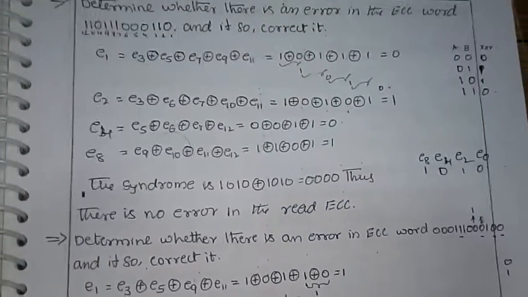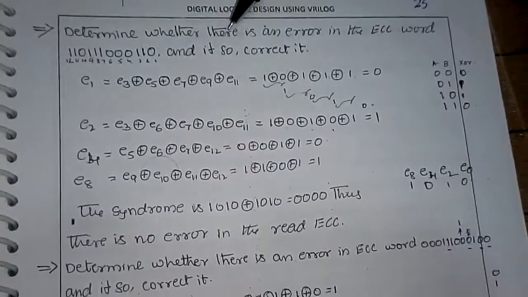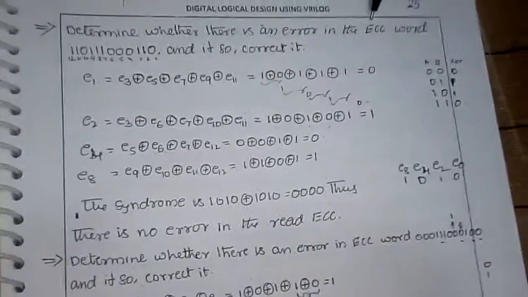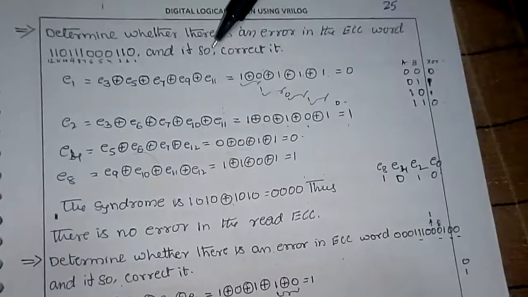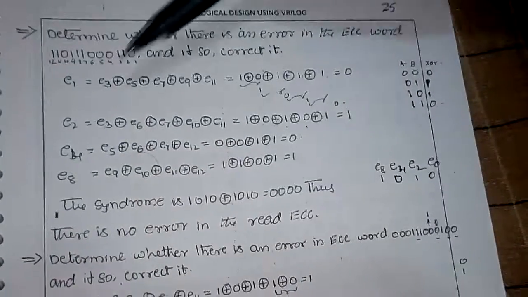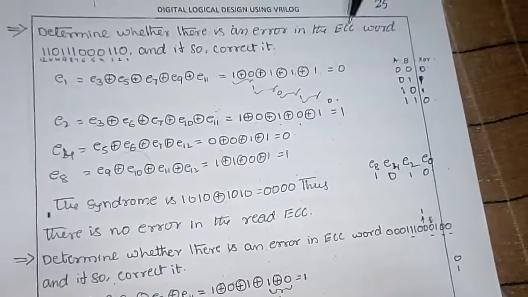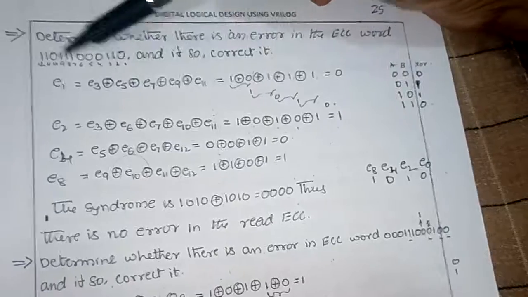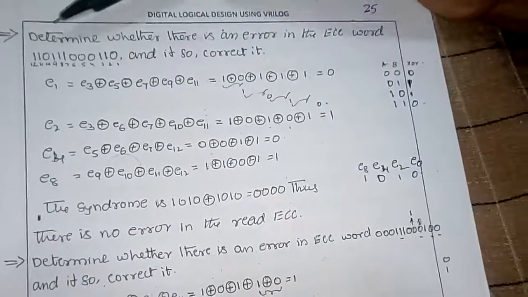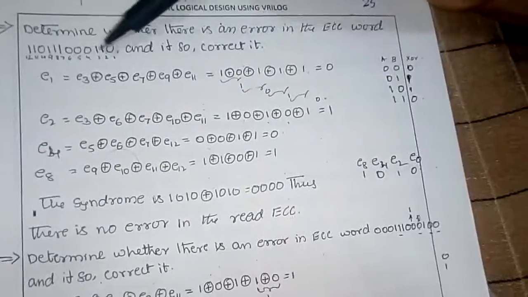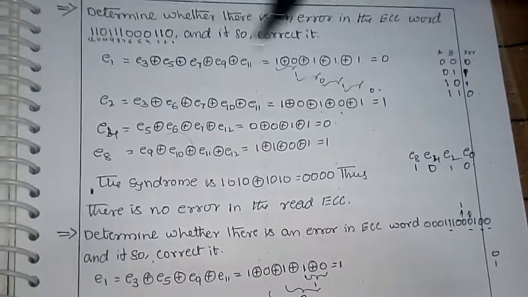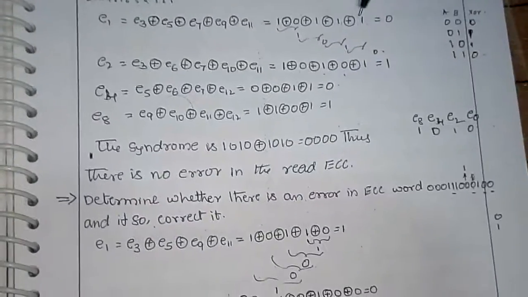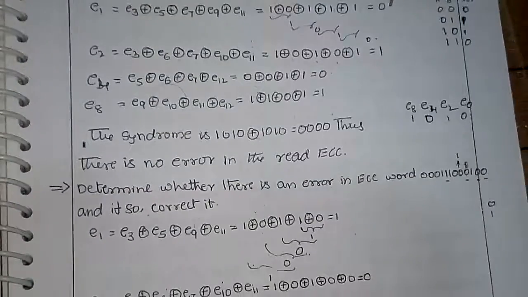By taking another example, determine whether there is an error in the given ECC word, and if so, correct it. In this problem, the ECC word is given. I have to check whether the error exists or not. E1 is this one; the corresponding data will be placed over that, and we get 0.